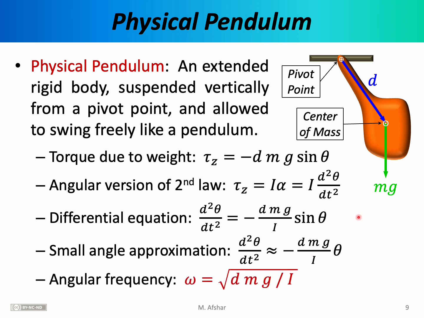Once you have this differential equation, you should be able to immediately recognize that the angular frequency for this thing, as it swings back and forth, is simply equal to the square root of the constant that appears in front of the unknown function. So the angular frequency ends up being the square root of dmg over I. And remember, once you know the angular frequency, you can also figure out the period, because the period is simply 2 pi over the angular frequency.